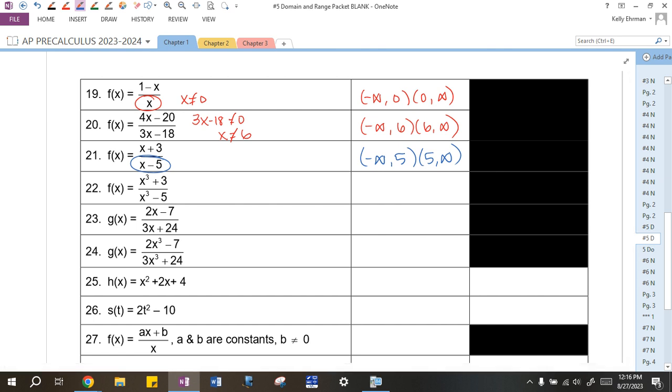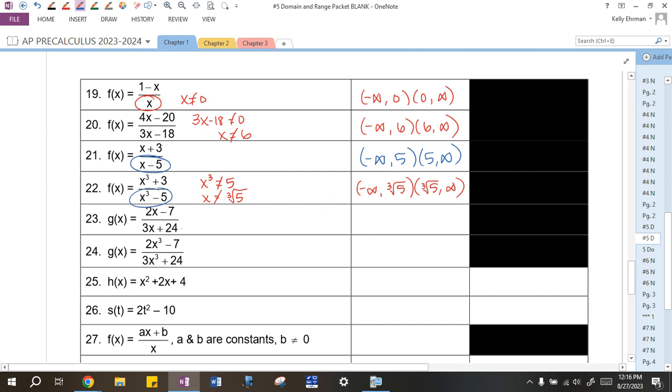Oh, what about x cubed minus 5? X cubed minus 5 means that x cubed can't equal 5. And even though 5 is not a perfect cube, you can still write that x can't equal the cube root of 5. And remember, odd roots do not have plus or minus. So this is just negative infinity to the cube root of 5 and the cube root of 5 to infinity.